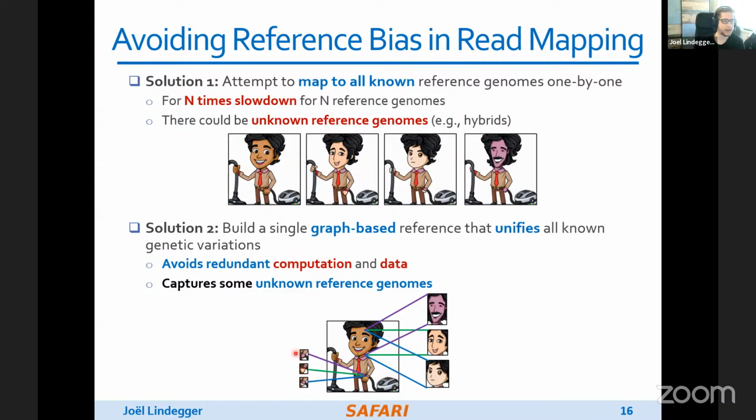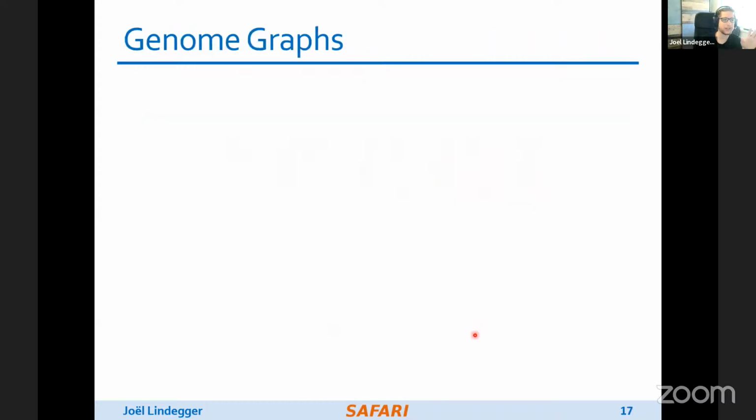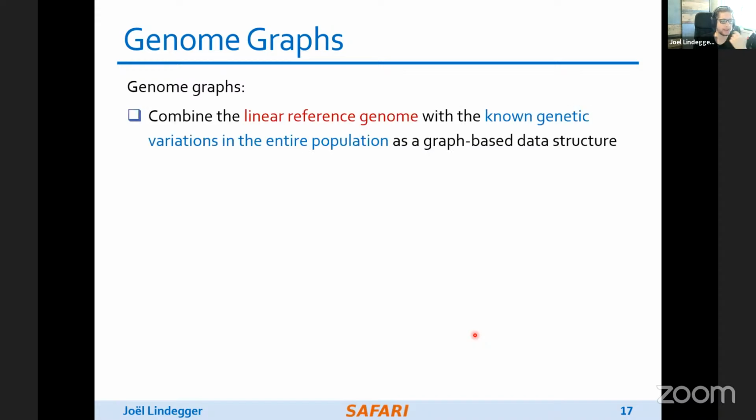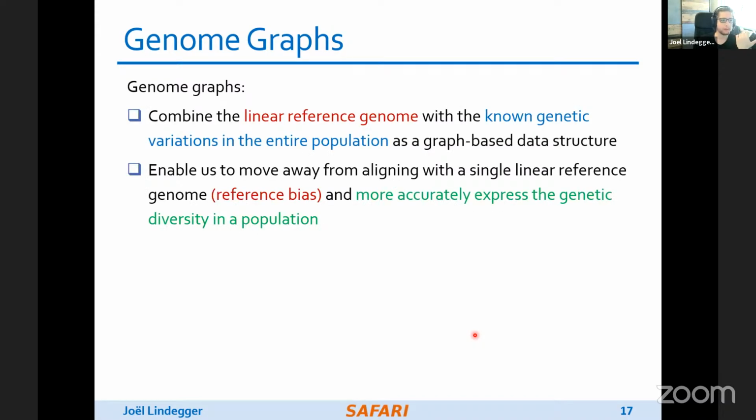And this is much more comprehensive than just these 4 known reference genomes. And it's also much more efficient because all of the redundancies are gone. Okay, so that was the visual introduction to this. Now let me go back to the string sequence based representation. So we want to combine a non-linear reference genome with all genetic variations to get rid of reference bias.